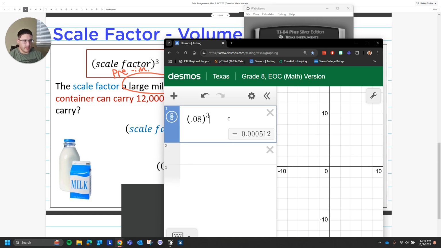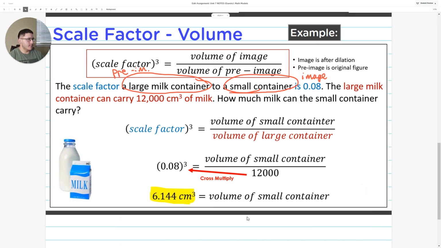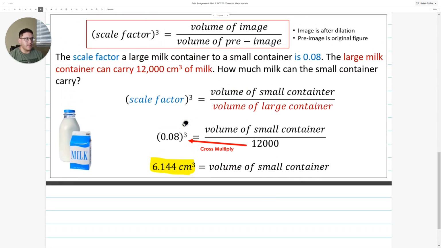I don't want a fraction, so I'll just leave it like that. And then you'll multiply it with 12,000, which is 6.144. I believe that'll be the same thing over here. If I multiply this by 12,000, 6.144. So 6.144 centimeters cubed is the volume of the small container. That's that for this example.